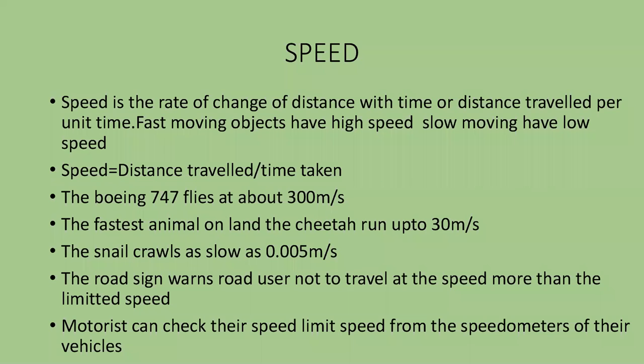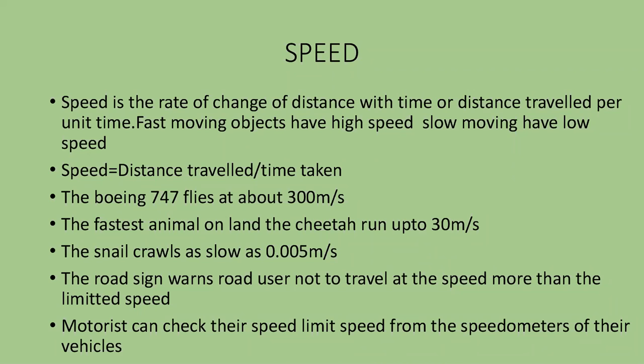Motorists can check their speed from the speedometer on their vehicles. Speedometer. What is a speedometer? The speedometer is a kind of clock or time teller machine. This machine you can check in your car also. This is found in buses, aeroplanes, and ships. Everywhere these speedometers are found.